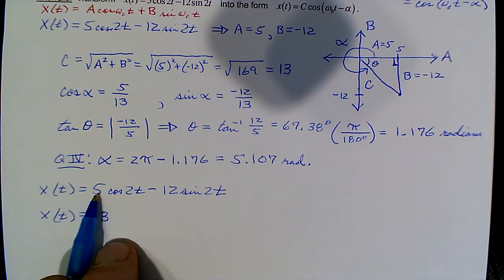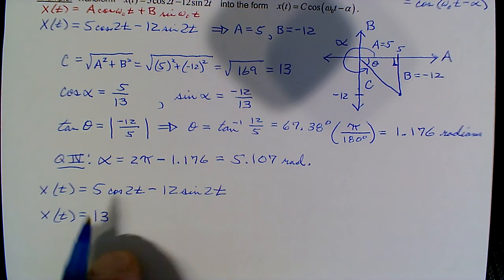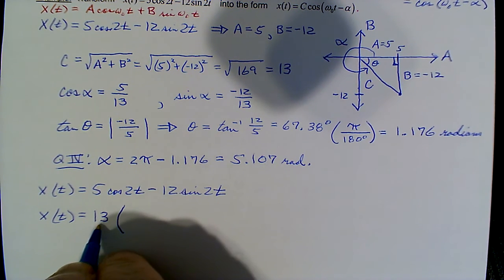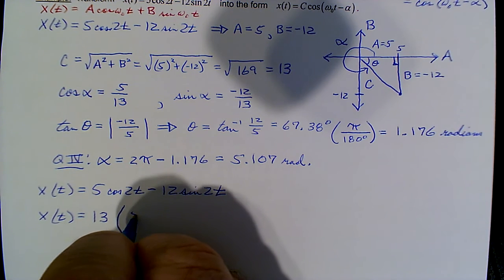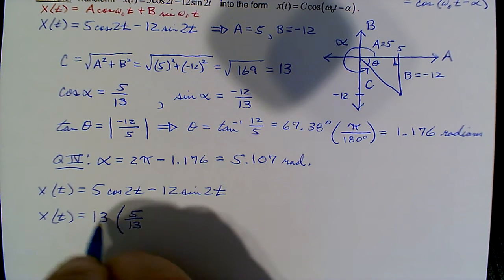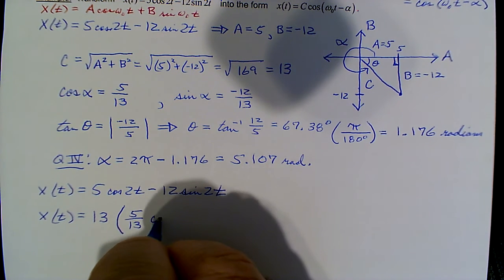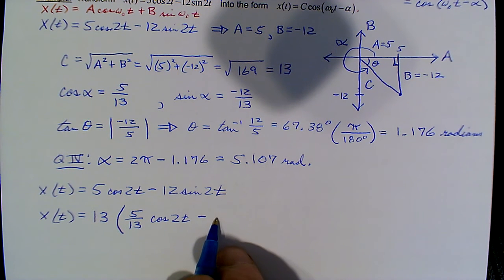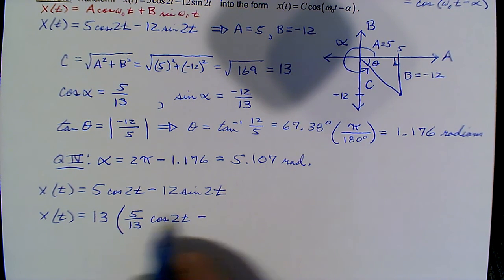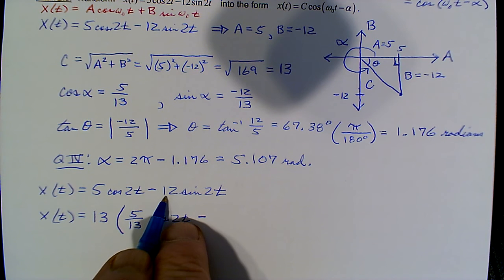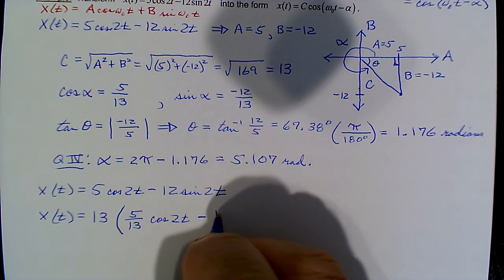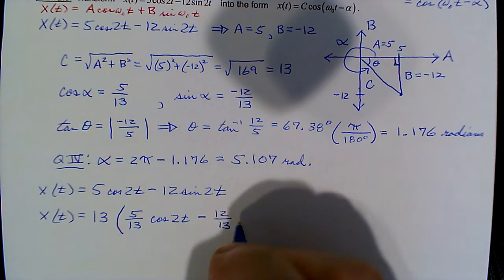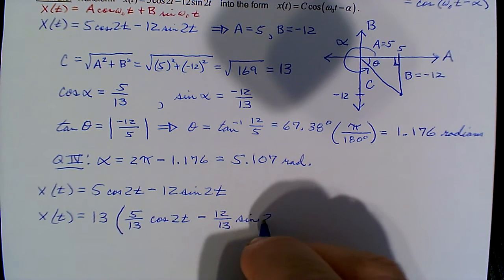What's awkward about it, how do you factor a 13 from a 5? Well, just think about what you need here to multiply by 13 to give 5. And that's just 5 over 13, because then the 13s will cancel and you'll get the 5. And similarly, think about what you have to have here in order to multiply by 13 to give negative 12. And that would just be negative 12 over 13. Because then again, the 13s cancel and you get negative 12. And then we have times the sine of 2t.